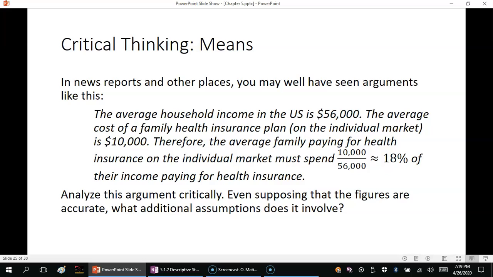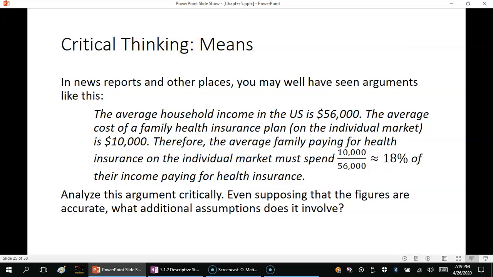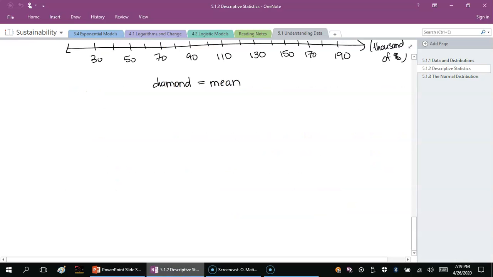We want to analyze this argument critically. Even supposing that the figures are accurate, what additional assumptions does this statement involve? And I want to give you a second to think about this. Basically to think about what's wrong with an argument like this and see if you can come up with some answers. Okay, so here are some of the answers that I came up with.